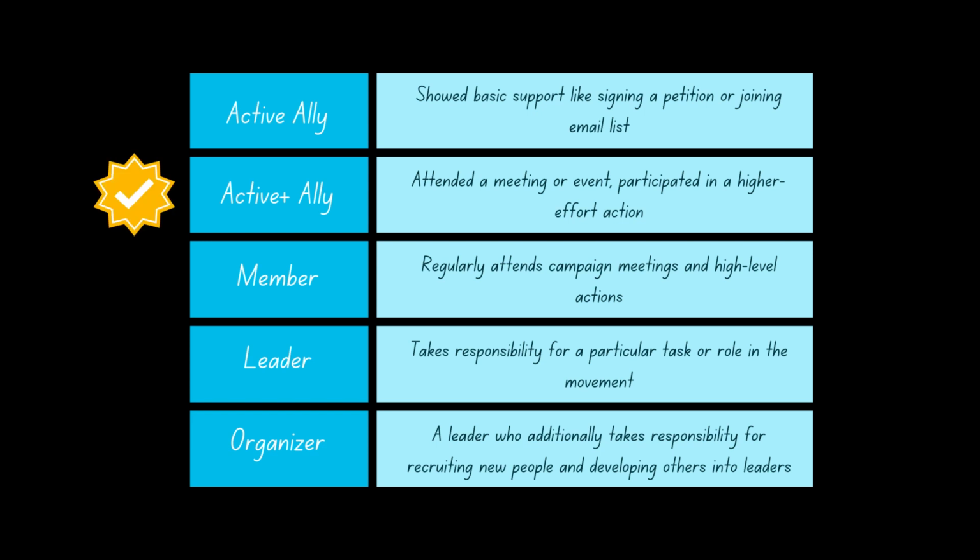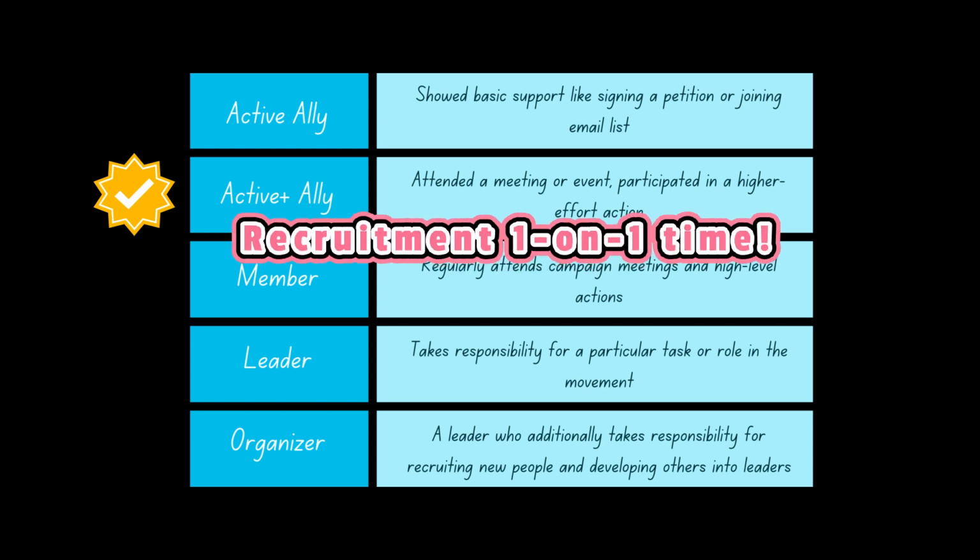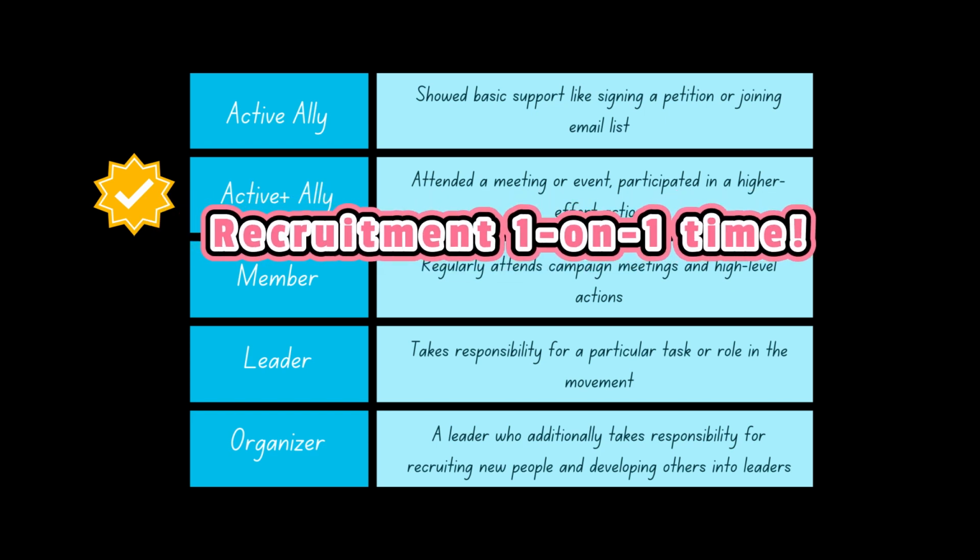The next step up the ladder is active plus allies. So I'm constantly emailing those 10,000 people, I'm calling them, I'm posting on Instagram, etc. I'm encouraging them to come to meetings, events, and actions and get more involved. And the small number of people who actually show up in person to events and tactics are my active plus allies. They've taken a higher effort action. And these are the people I'm going to have recruitment one-on-one meetings with.